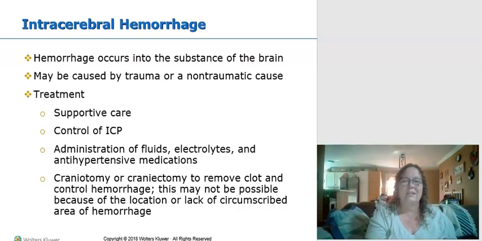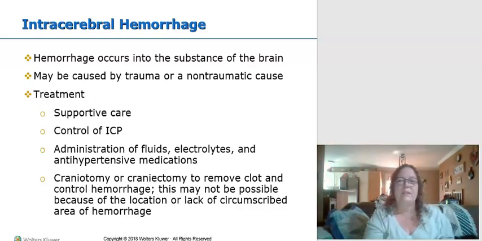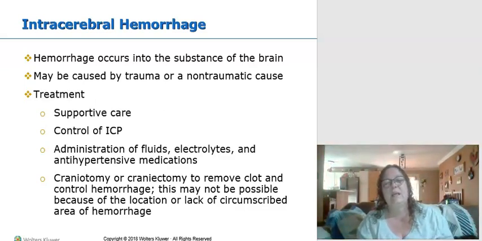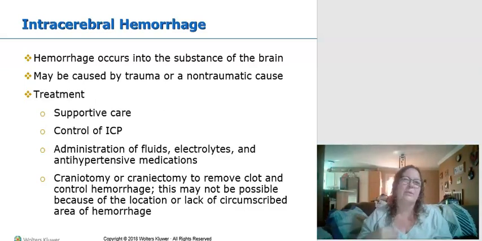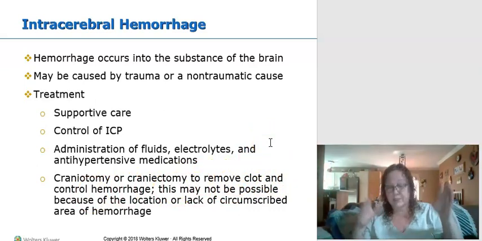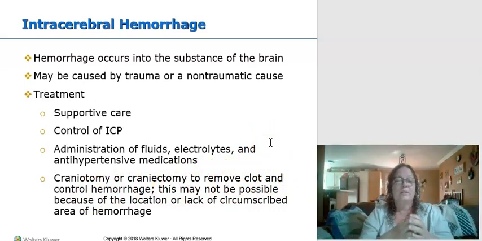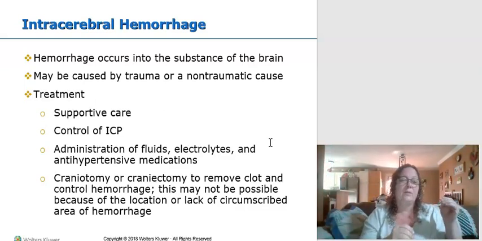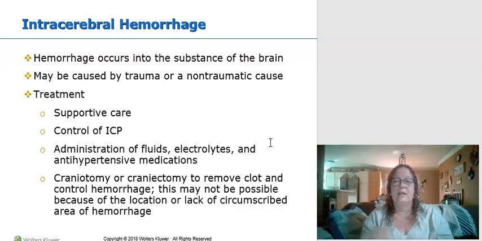Treatment is largely supportive for these intracerebral hemorrhages, because they may not be able to go in and remove the clot. If they can, you can do a craniectomy to remove the clot and control hemorrhage. But this may not be possible because of the location. If you think back to that picture where you saw the bleed in the center, you would have to damage a lot of tissue to get to the clot and take it out.